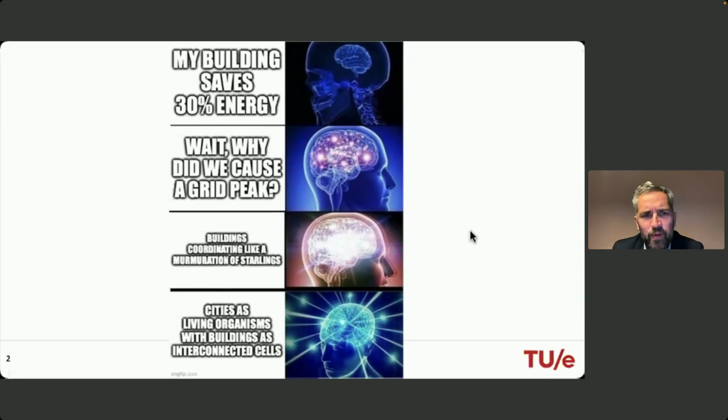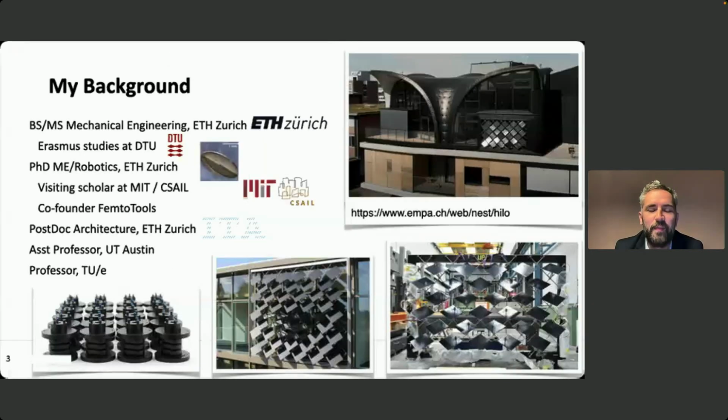But before we get there, and then I'll show you where we are on this meme slide, a little bit of my background to see why I'm talking about crazy things the way I do, is because I have a background that is also not very linear.